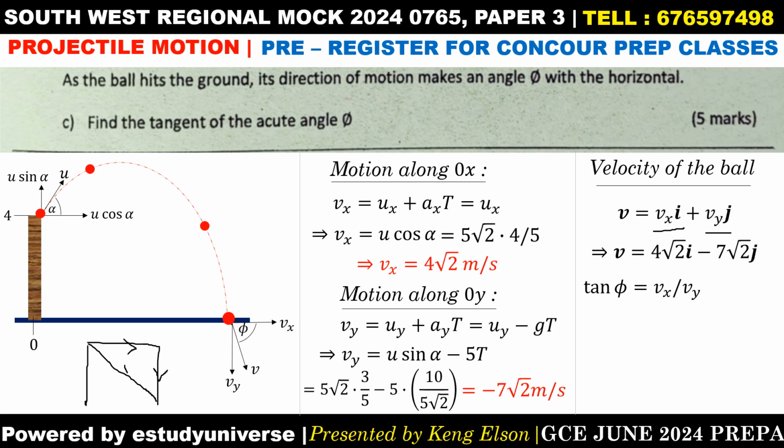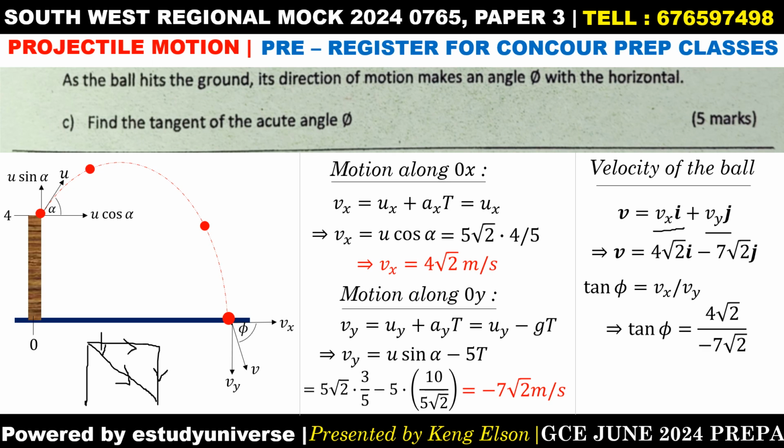Now the hypotenuse is the V, and this is the angle here. If I take the tangent of this angle, I'm going to have the opposite over the adjacent. The opposite to that angle is Vy, and the adjacent is Vx. So this is supposed to be Vy over Vx.